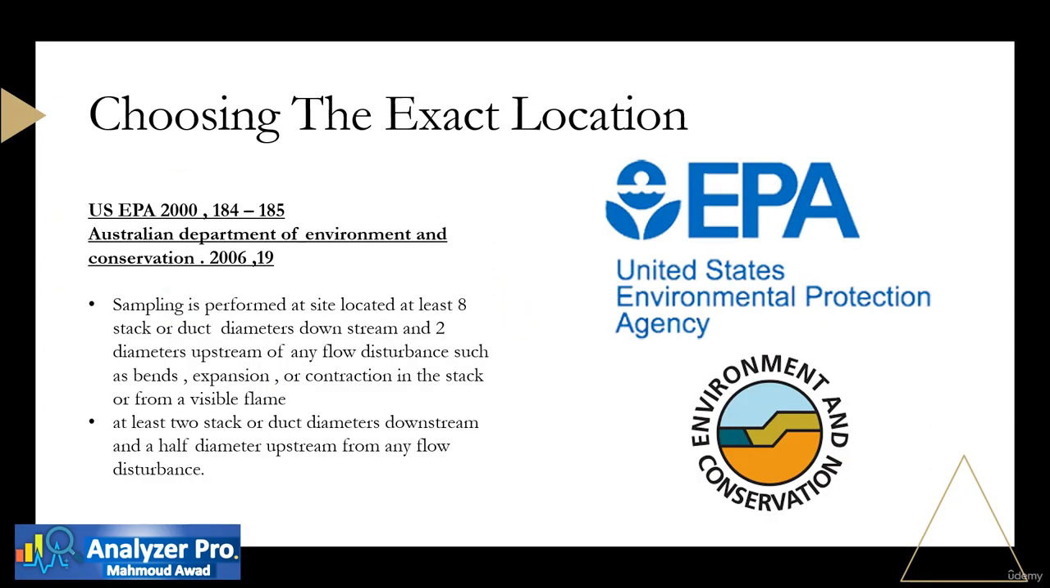First, we will check the regulations set by the United States Environmental Protection Agency, the EPA, and the Australian Department of Environment and Conservation. They mandate that the sample tap be located on the duct or stack at least 8 stack diameters downstream and 2 upstream of any flow disturbance, such as bends, expansion, or contraction in the stack, or from a visible flame.